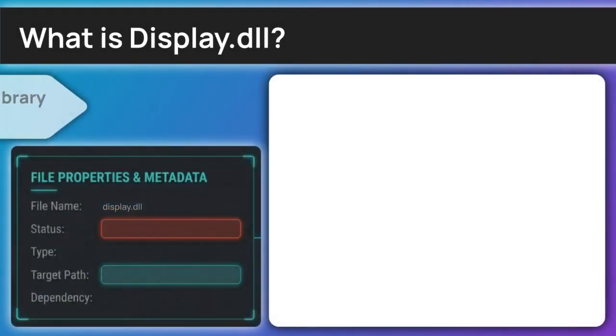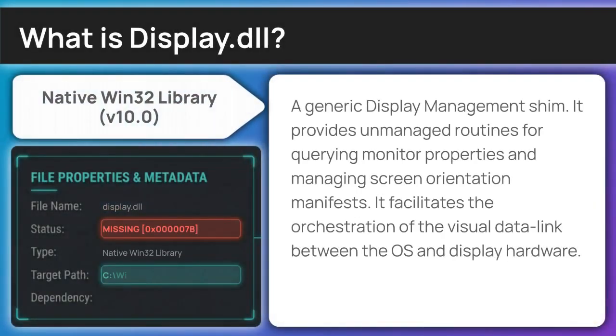This is the Display Library, a generic display management shim. It provides unmanaged routines for querying monitor properties and managing screen orientation manifests. It facilitates the orchestration of the visual data link between the OS and display hardware. Now that we've covered what the file does, let's jump into our first fix.